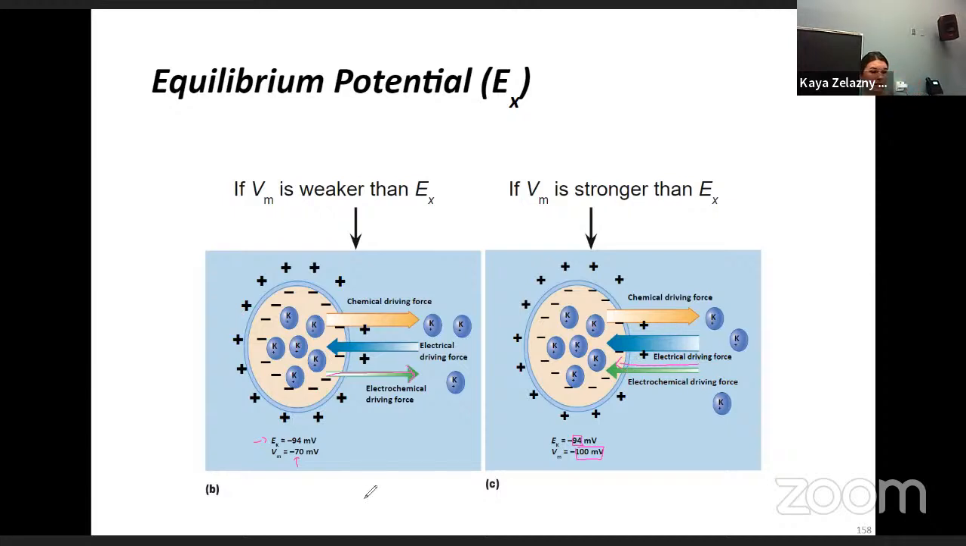So the way that I like to think about that equilibrium potential is just we're trying to get to that value, into the cell or out of the cell, but we can also think about it as these forces being weaker or stronger. In this case, this lower value is weaker than that stronger.